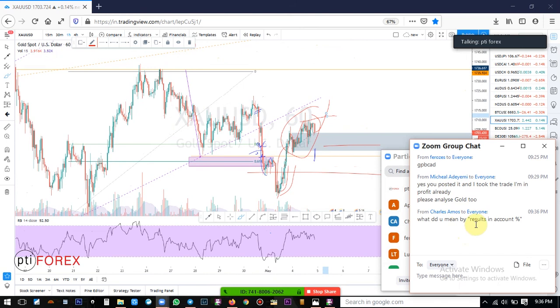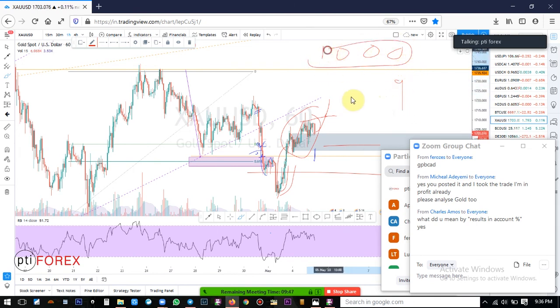What did you mean by result in account percentage? Okay, do you know that we risk 1% to make 4%, something like that. So let's say I have an account of $1,000. When I say 9, I mean it is 9% of $1,000. When I say 3, I mean it's 3% of the account. Because I set everything based on my account, the take profit and the stop loss, I grade it like that. Account percentage means the account that I'm using. I hope it is making sense.